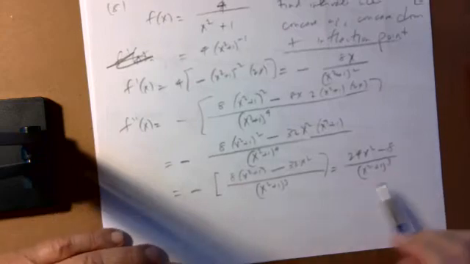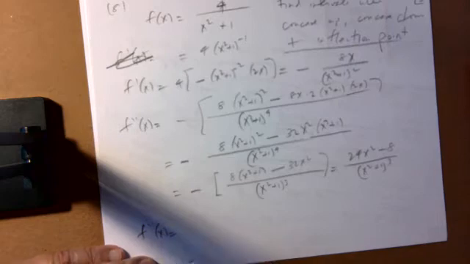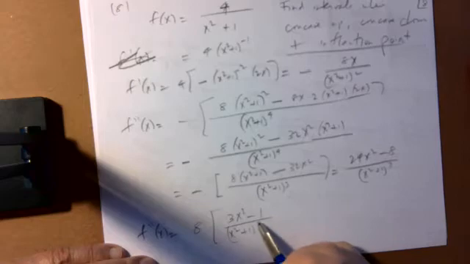So if I did this calculation correctly, the second derivative, let me factor out the 8 just to make it slightly simpler, is 8 times 3x squared minus 1 over x squared plus 1 cubed.